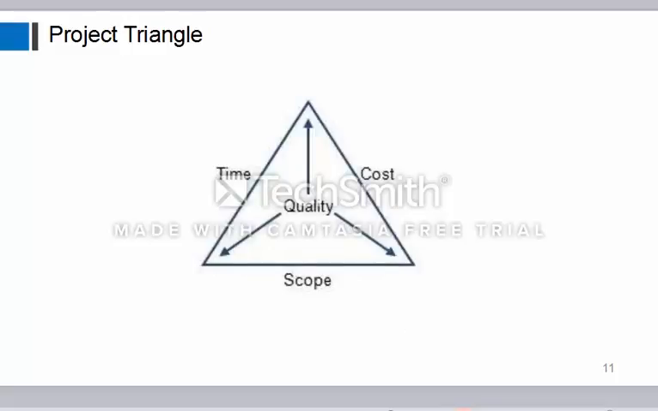A typical project triangle is a combination of cost, scope, and time. Finding the optimal balance among the factors is a challenge for system analysts, and any change in one factor of the triangle will affect the other two factors. So it's very important that every single factor is considered by the system analyst.